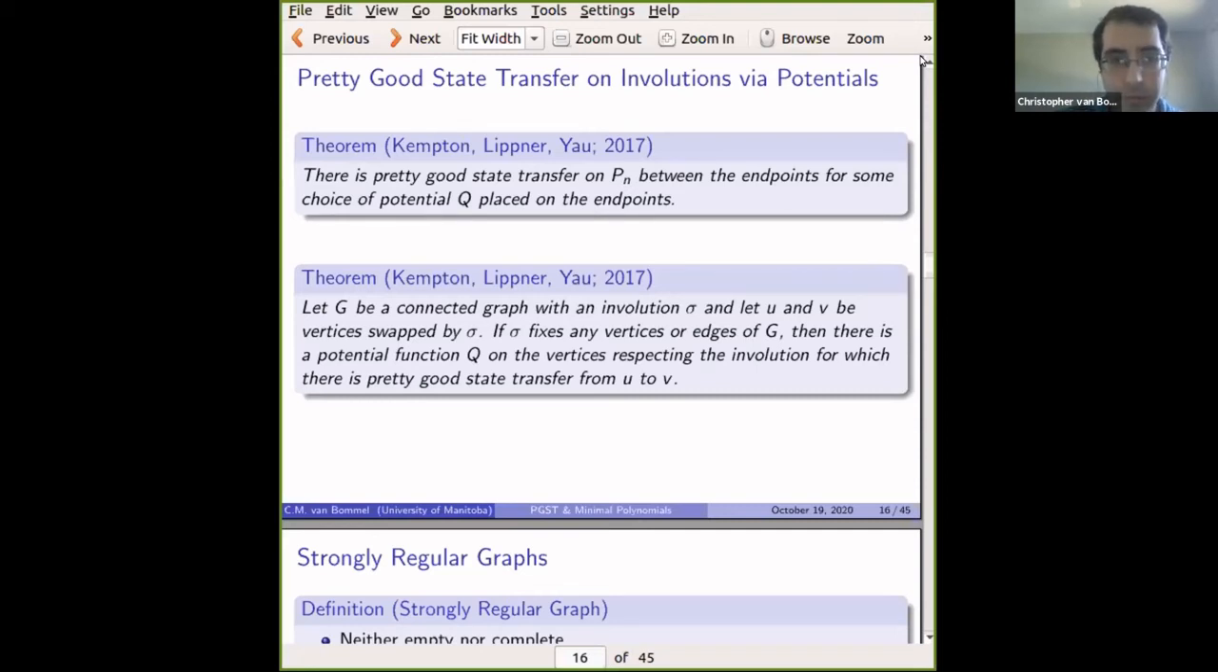And this was part of a more general result for graphs having an involution, so some automorphism of the graph that has order 2. And so if the automorphism fixes vertices or edges, then there's some potential that allows you to get pretty good state transfer.